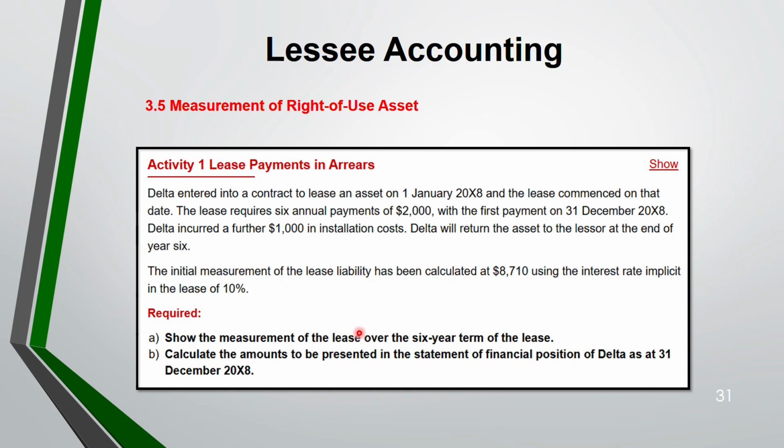You have to show the measurement of the lease over the 6-year term of the lease, and calculate the amount to be presented in the statement of financial position. You have to know both, by the way. One, measurement of lease. Second, how it will be presented in the statement of financial position. Let us do this.